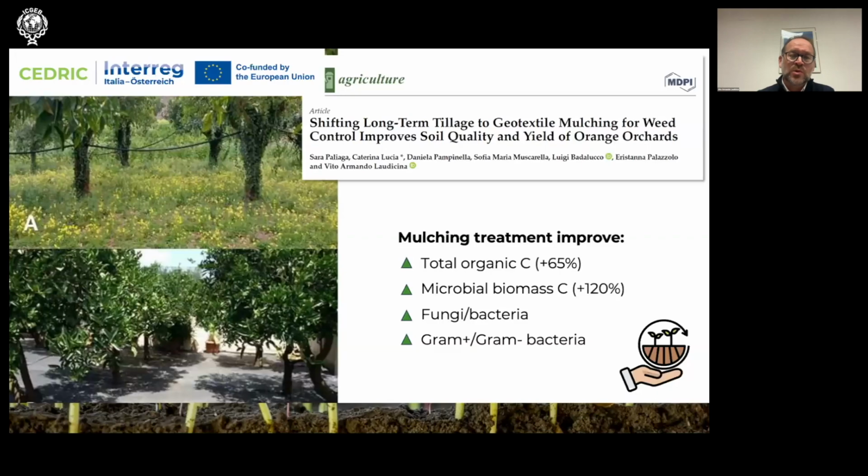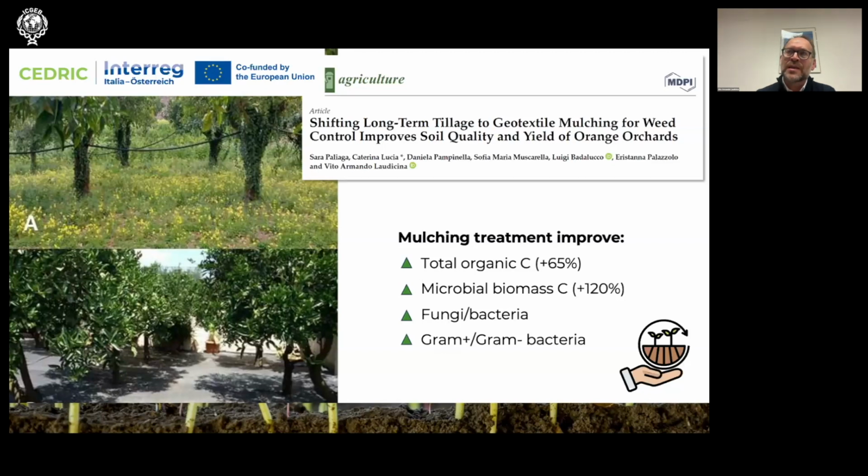We also experienced a shift in the fungi to bacteria ratio, with an increase of fungi. This was a very nice result and also expected because the soil was not tilled. So we got a lot of interesting results. Also crop yield was improved because the mulched soil became more fertile.